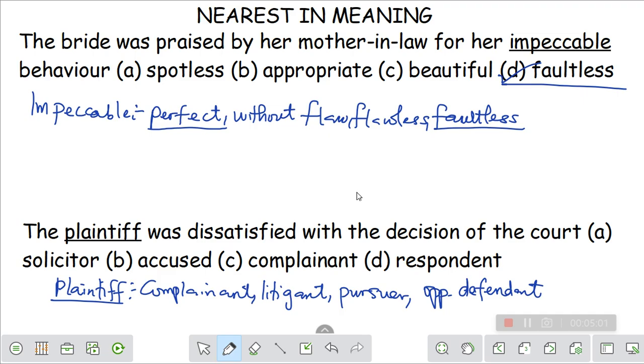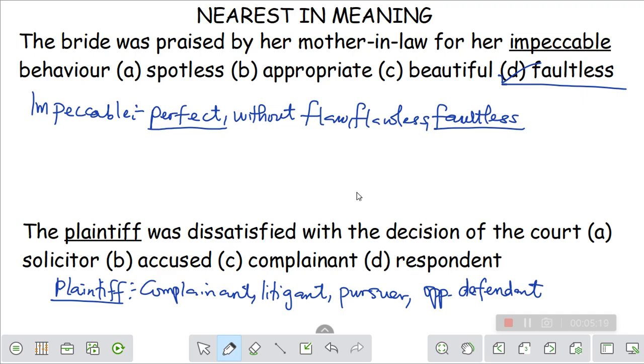Accused is the person the court accused. Maybe you take a person to court and the court finds the person guilty. That's the accused. The accused is the person you take to court. It can also be accused. So it's not the same in meaning as plaintiff. Option C, complainant. So that's the answer.